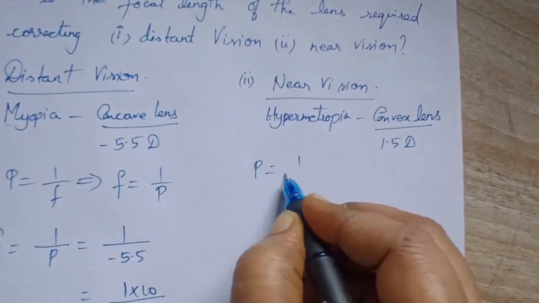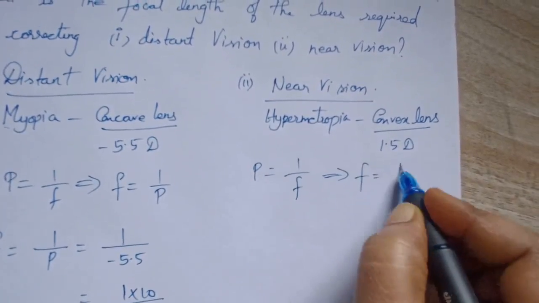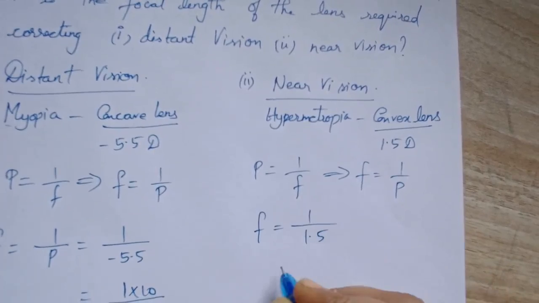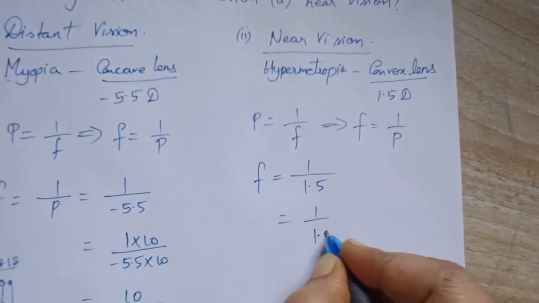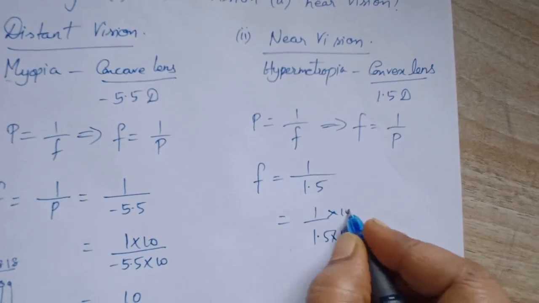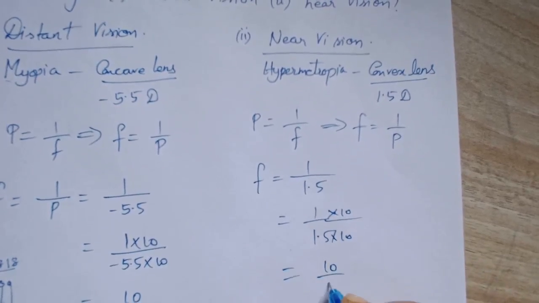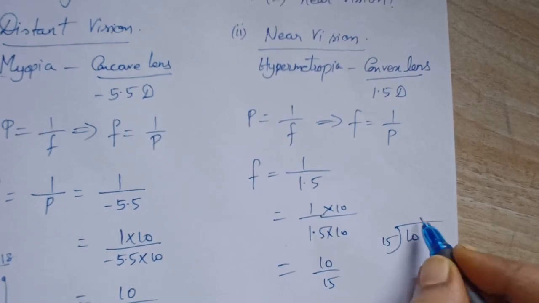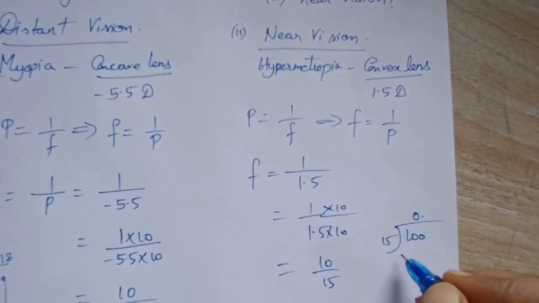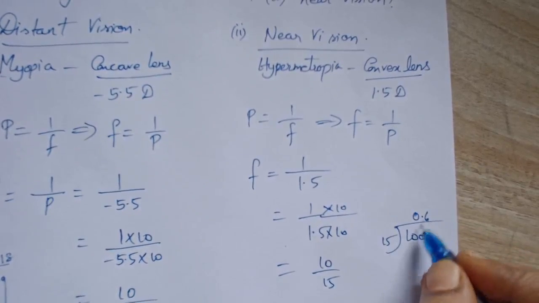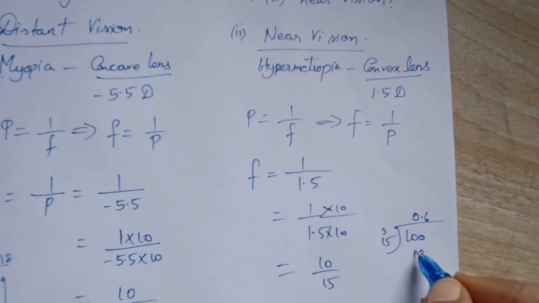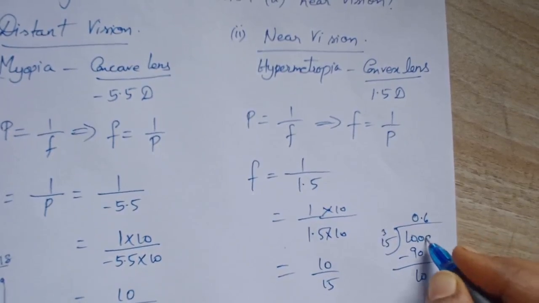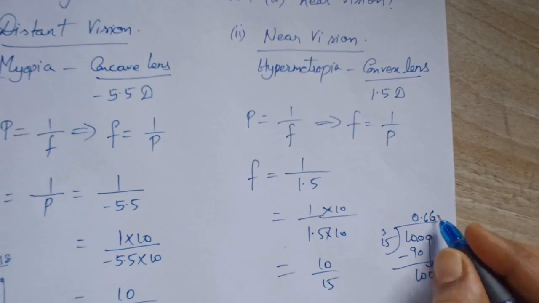For the near vision we'll calculate now. P equals 1 by f. This implies f equals 1 by P. So f equals 1 by 1.5, that is 1 by 1.5 into 10, here also 10, which equals 10 by 15. Now the division: 0 times 0, 6 times, 30, balance 3, 90, 10. Again 0 means 100, and the 6 will repeat.